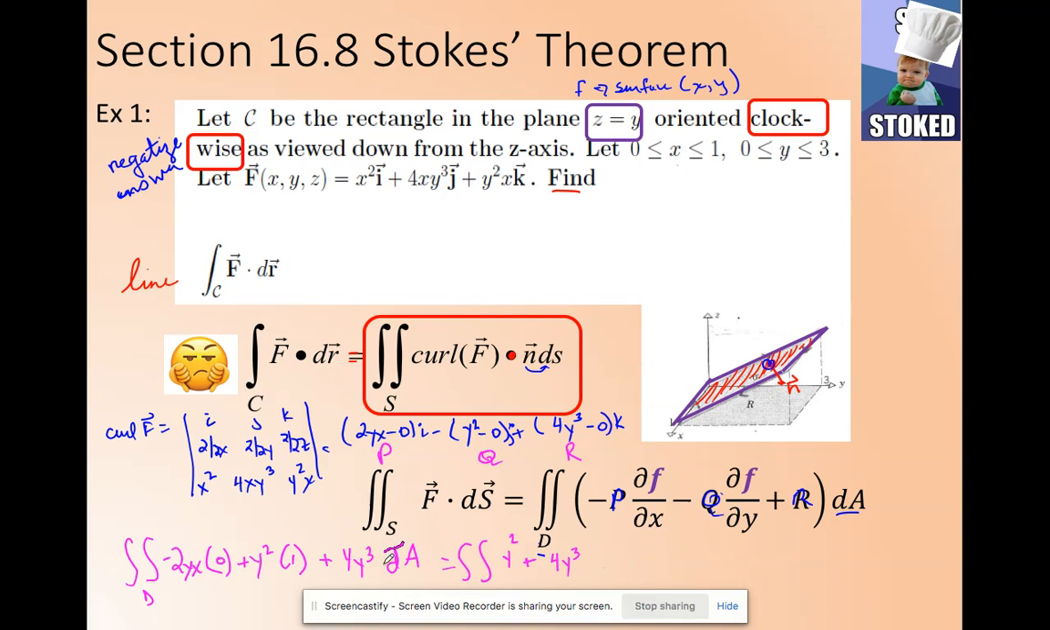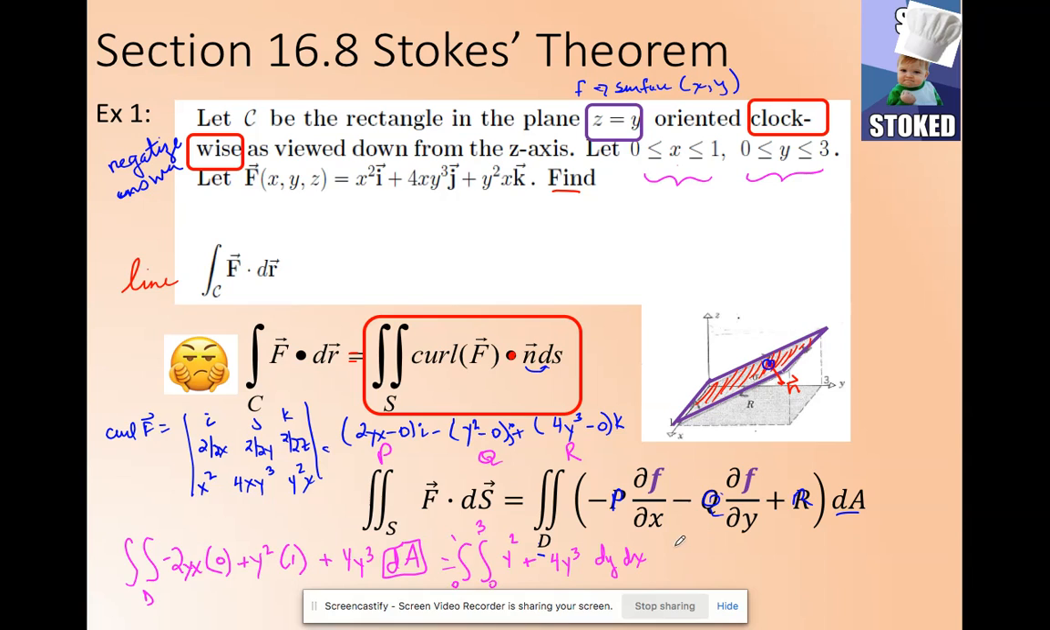Now, what am I going to turn my dA into? Right, notice everything is in terms of y. I have my bounds, don't I? My bounds are just constants. So as I do dy dx, because both of these are in terms of y, then that means that my x values 0 and 1 go on the outside, and my y values 0 and 3 go on the inside.